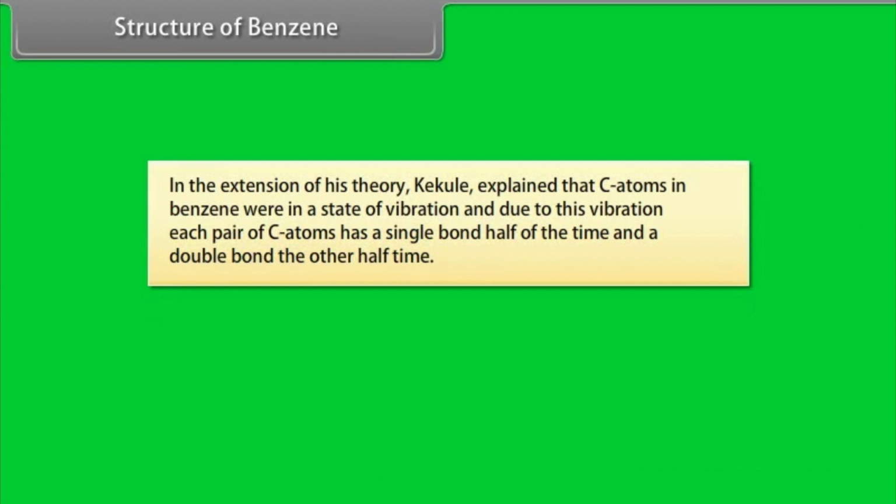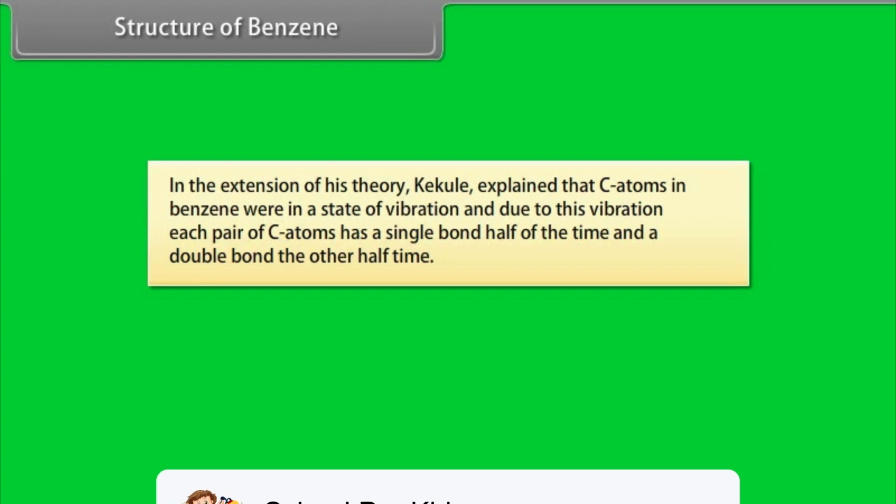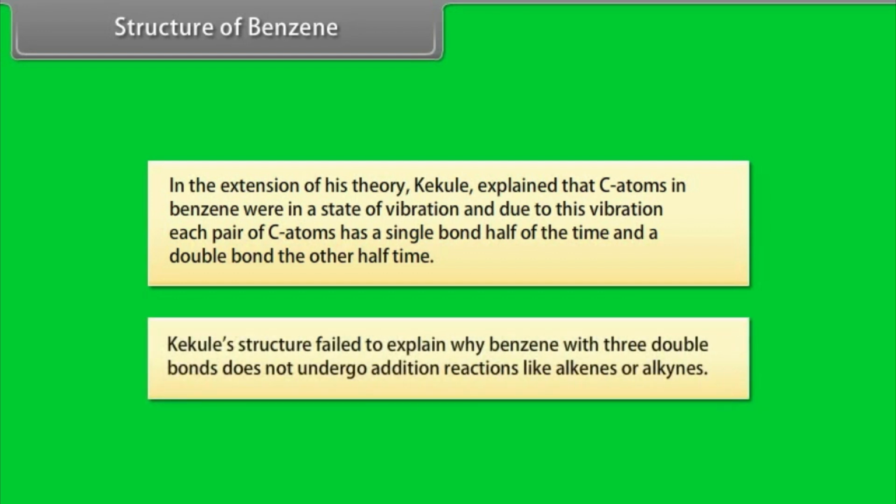In the extension of his theory, Kekulé explained that C atoms in benzene were in a state of vibration, and due to this vibration, each pair of C atoms has a single bond half of the time and a double bond the other half of the time. Kekulé's structure failed to explain why benzene, with 3 double bonds, does not undergo addition reactions like alkenes or alkynes.